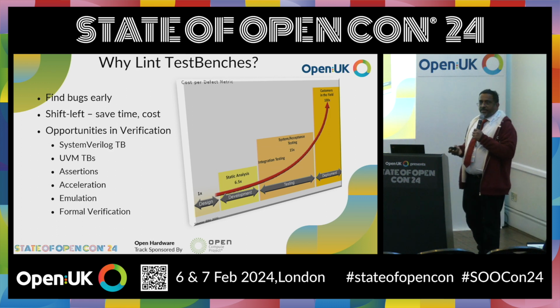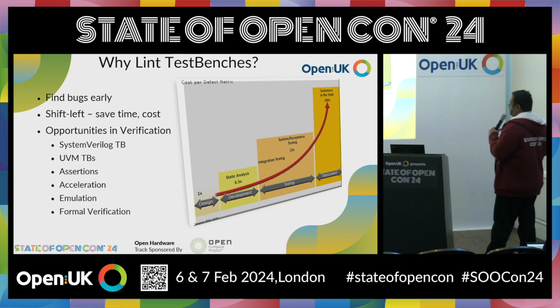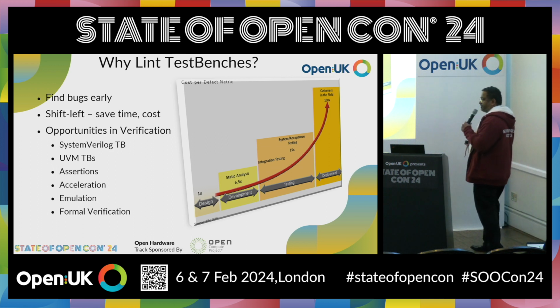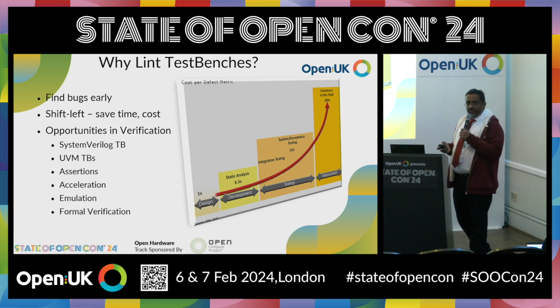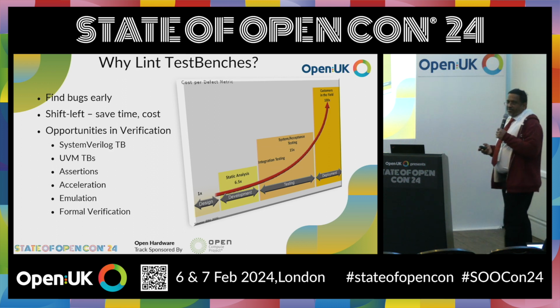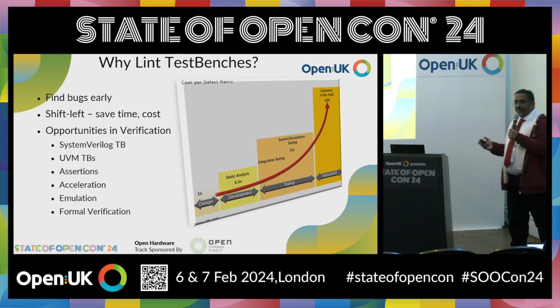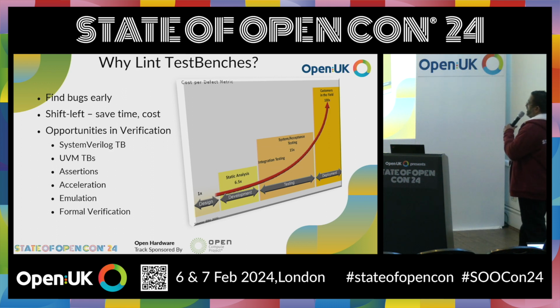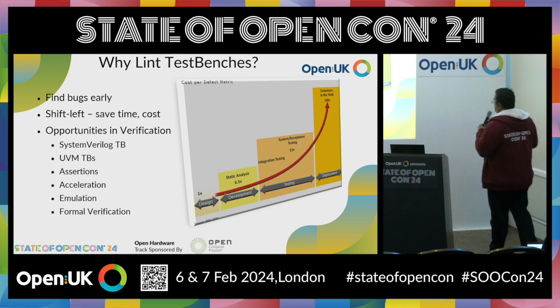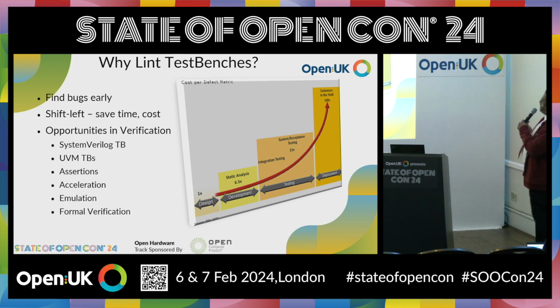The concept in linting is to find bugs early. And I do believe the software domain uses this quite a bit. There's something called PyLint, which is quite popular apparently for Python. So we built on top of it, with similar naming, called PySlint, which is for SystemVerilog Python linting. So you do a shift left, save time and costs. And that's a graph that many of you are familiar with.